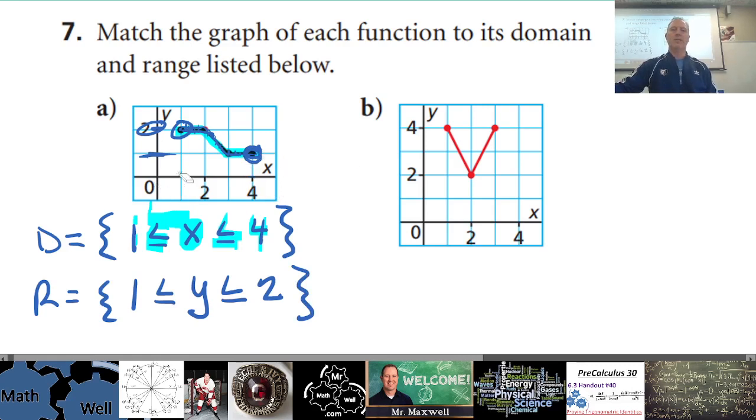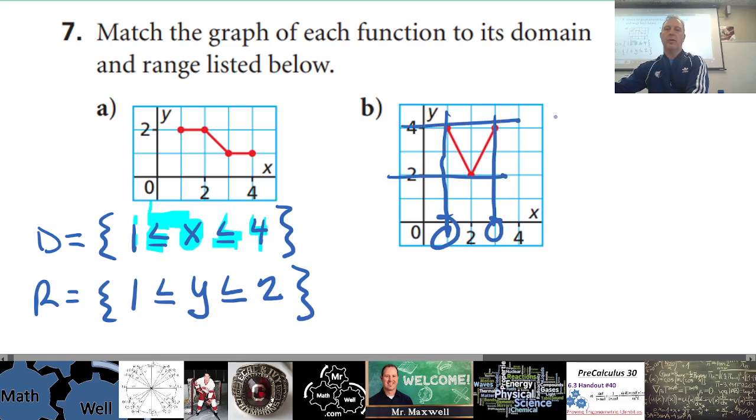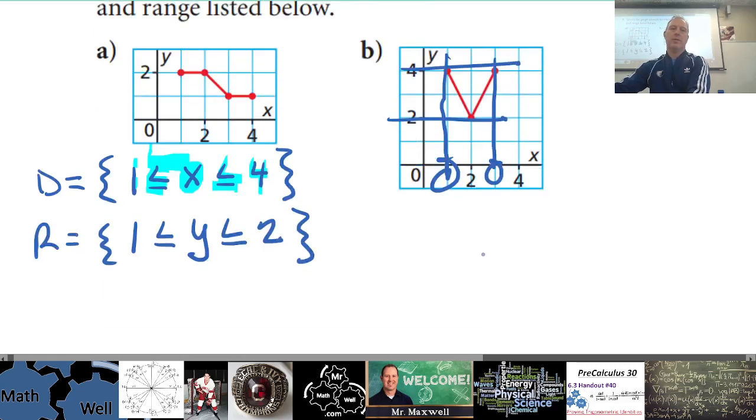Okay, any questions about that one? No, everyone's good? Okay, 100%? Yeah. All right, and again, domain is from 1 to 3, and range is from 2 to 4. I won't take the time to write that one out there.